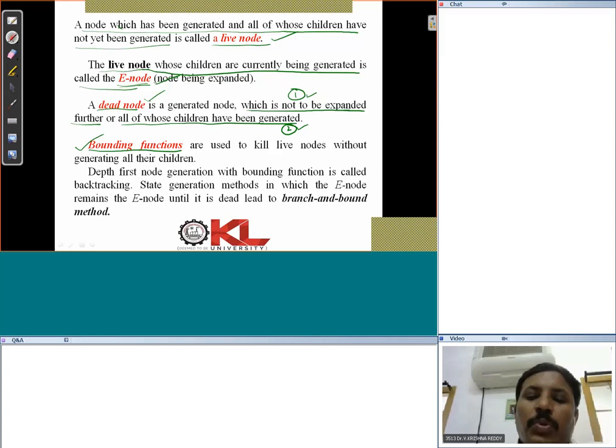If it is not possible to reach the answer node, we have to kill that node from that particular extension. Then you have to move further for expansion of the remaining possibilities.